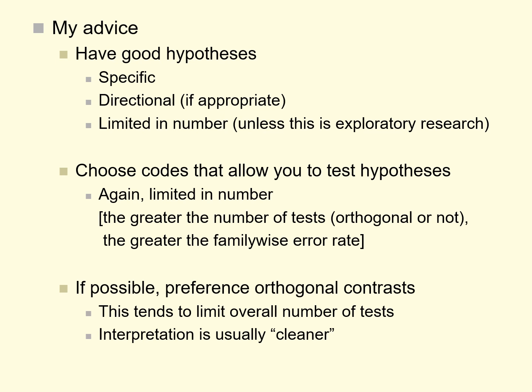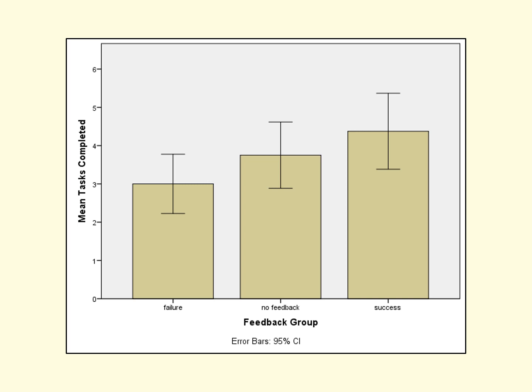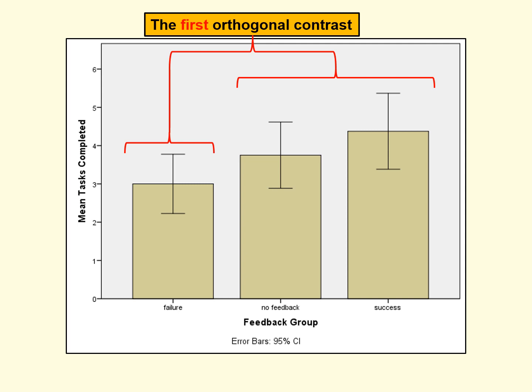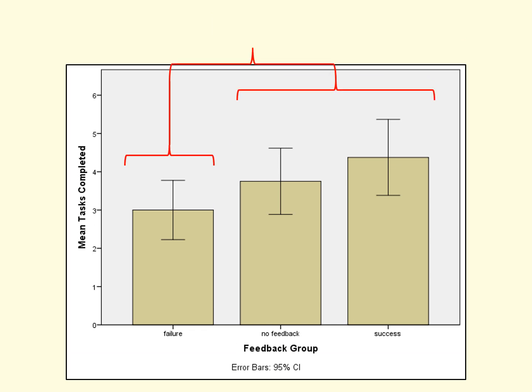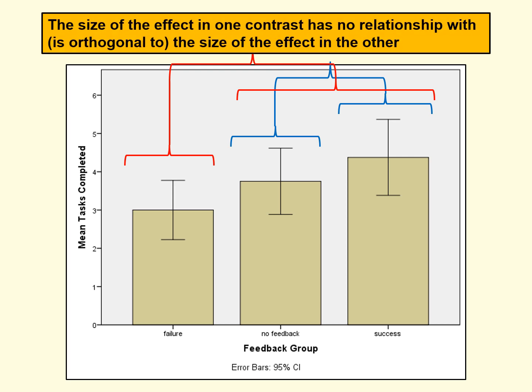Here are the groups that we've been looking at, and let's consider the orthogonal contrasts that we did. Regardless of whether we were doing integers or fractions, our first orthogonal contrast compared the failure group to the no feedback and success groups, and our second orthogonal contrast compared the no feedback group to the success group. If we put these both together and try to visualize them at the same time, hopefully you get the sense that the size of the effect in one contrast has no relationship to, that is, it is orthogonal to, the size of the effect in the other.